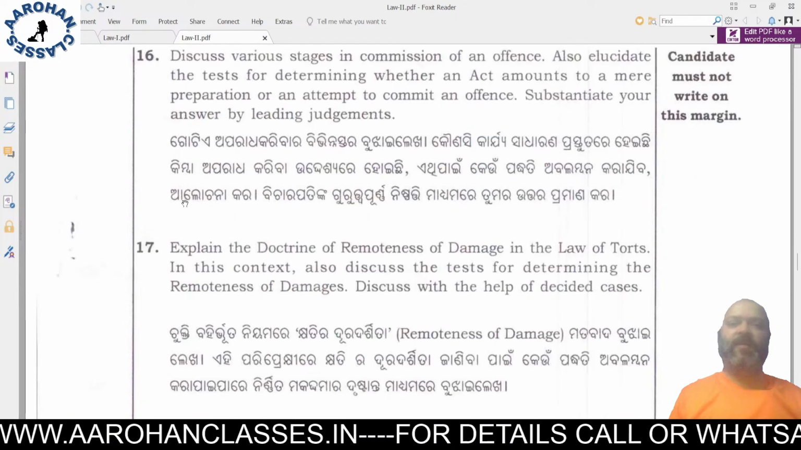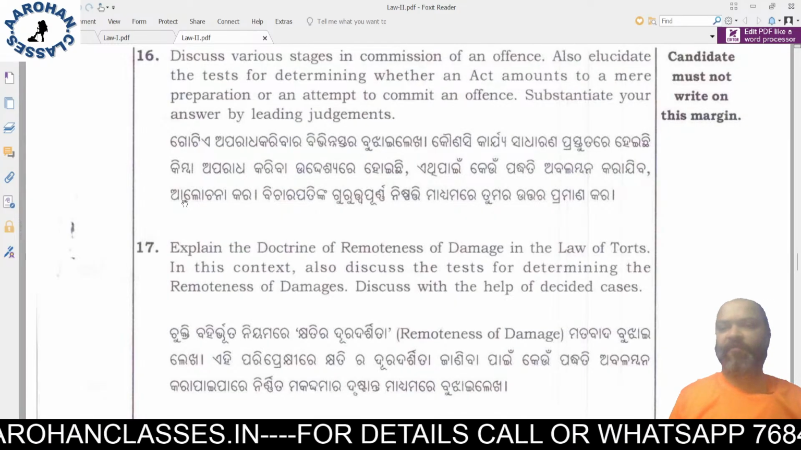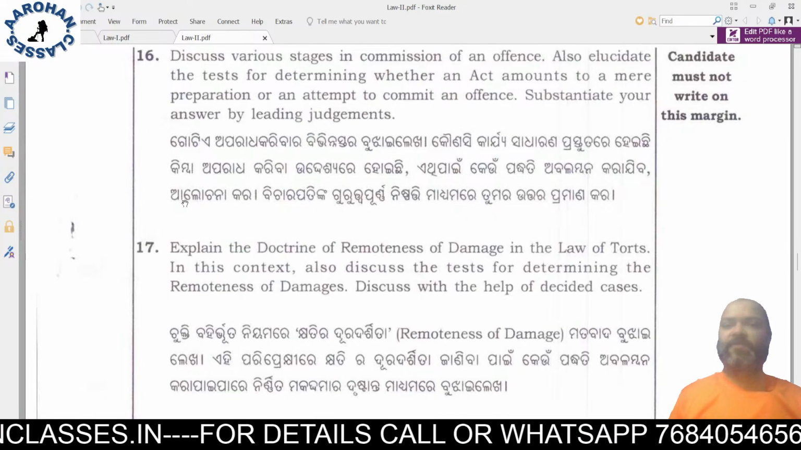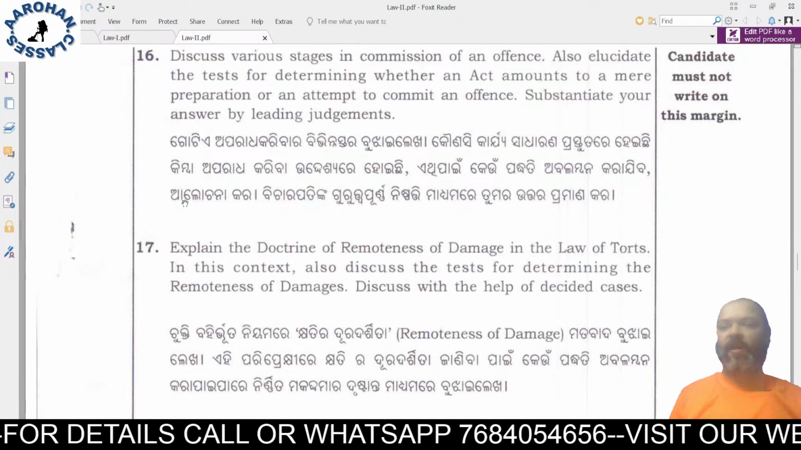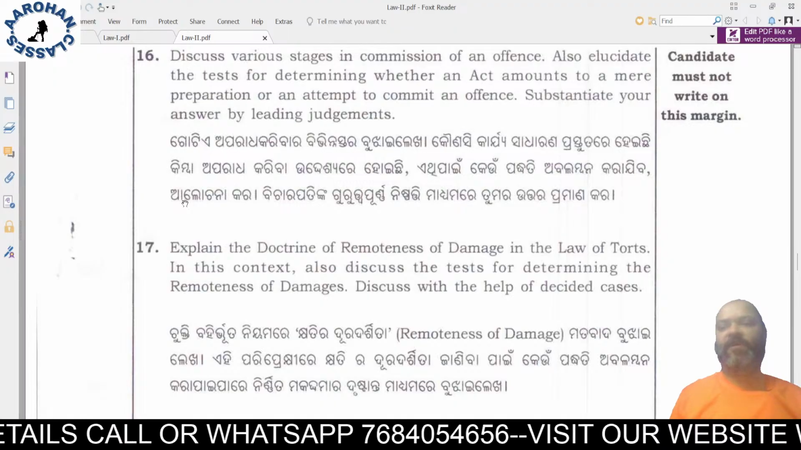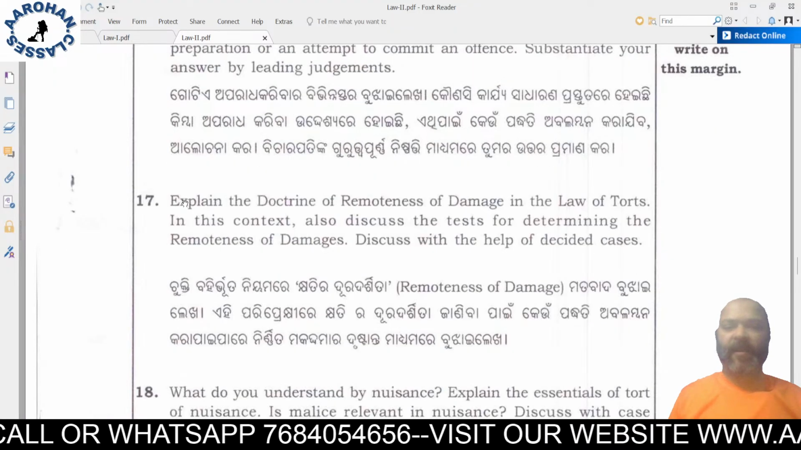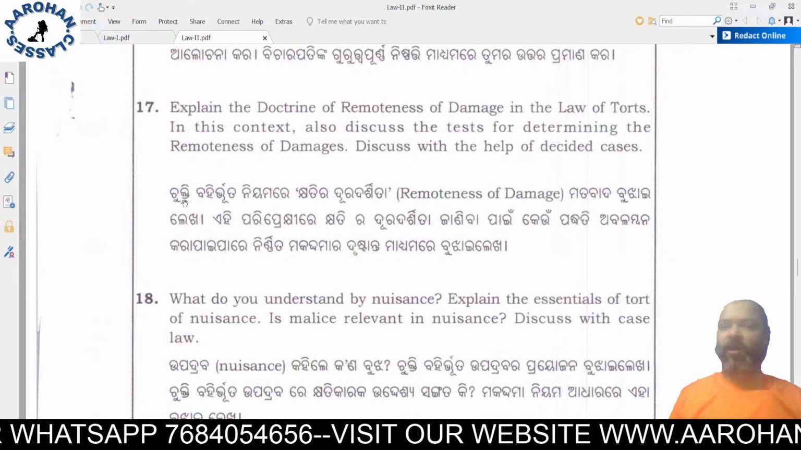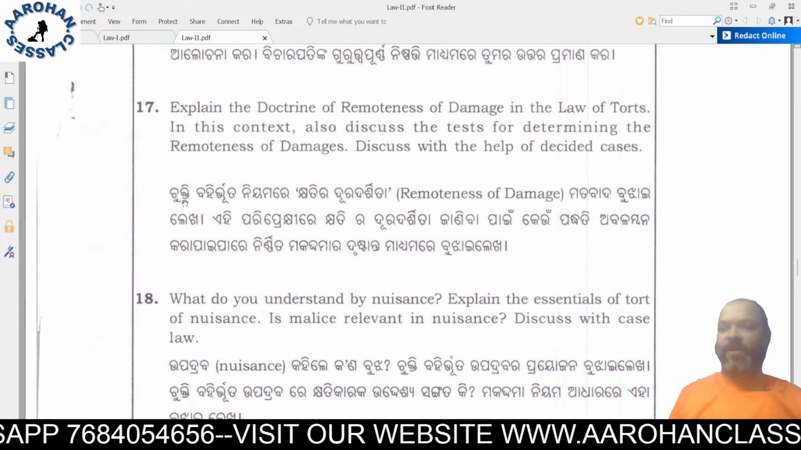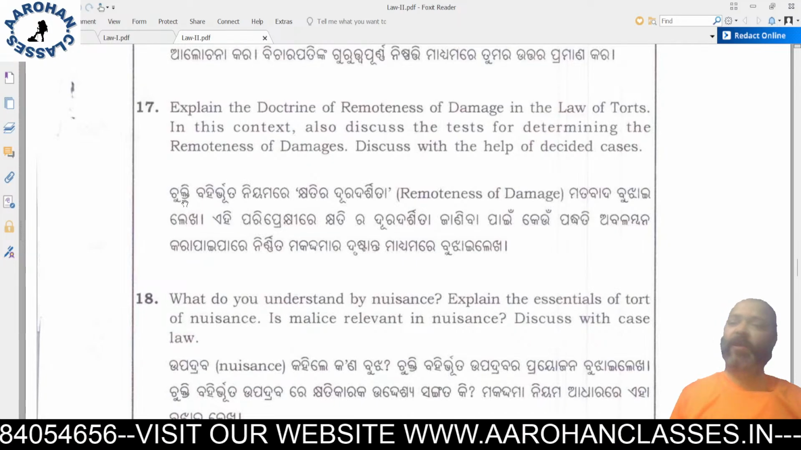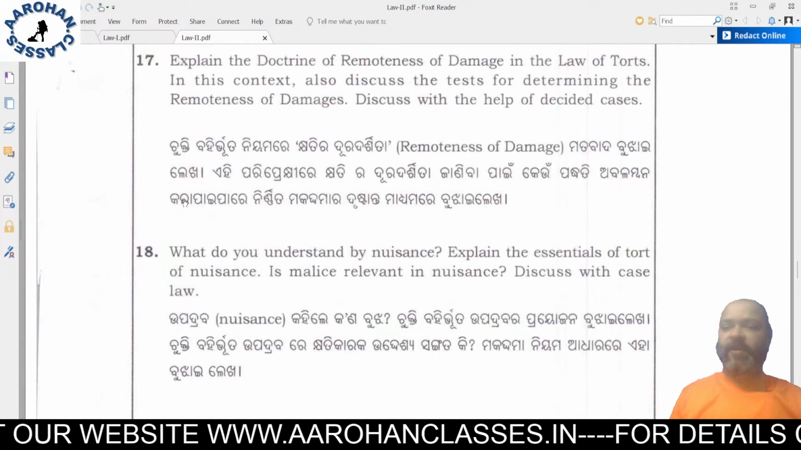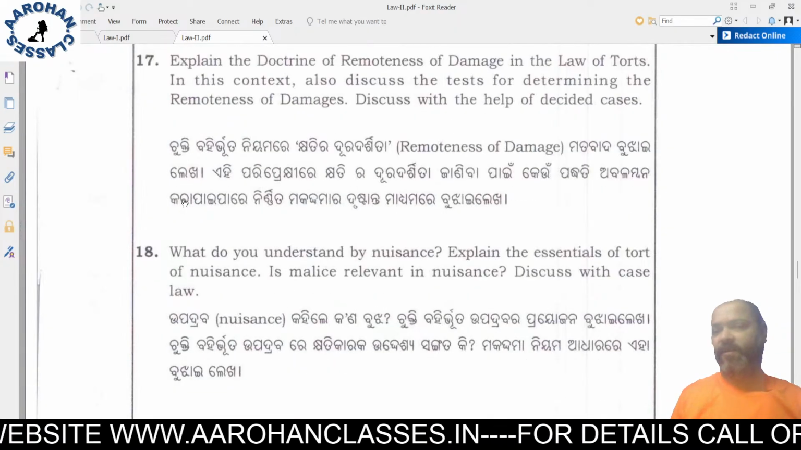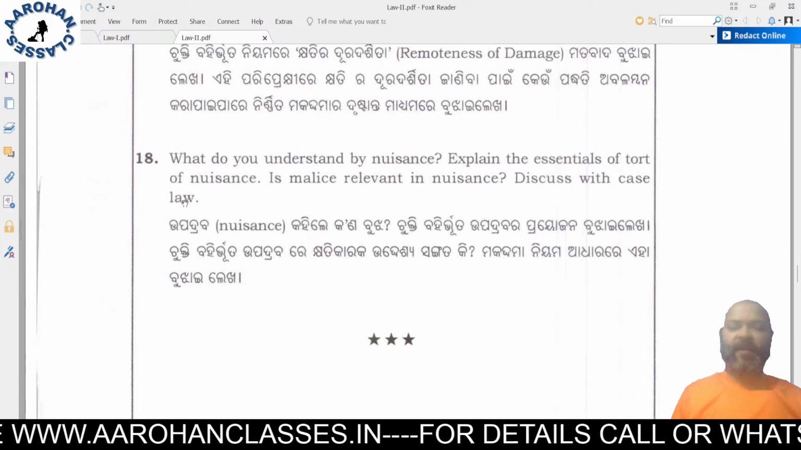Question 16. Discuss various stages in commission of an offence. Also elucidate the test for determining whether an act amounts to mere preparation or an attempt to commit an offence. Substantiate your answer by leading judgments. Explain the doctrine of remoteness of damage in the law of tort. In this context, also discuss the test for determining the remoteness of damages. Discuss with the help of decided cases.